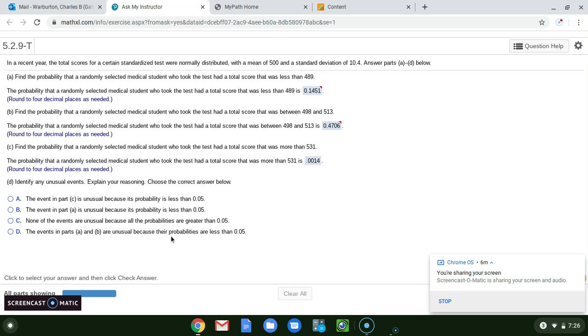The events in part A and B are unusual because they're less, no, neither one of them is less than 0.05, so the first one is correct.